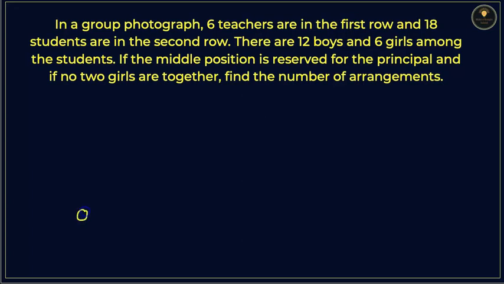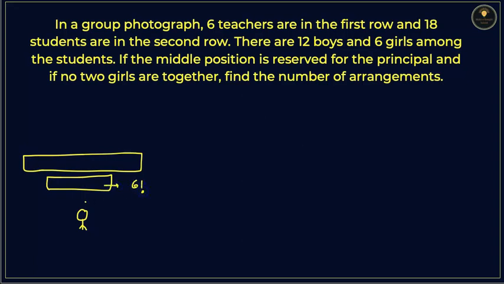So this is the photograph that we have. This is your first row and this is your second row. Now in the first row, if you are arranging all those 6 teachers, then we can write it as 6 factorial. Now in the second row, we are arranging all the 18 students. Among those 18 students, 12 boys are there and 6 girls are there, and the students are placed such that no 2 girls are together.